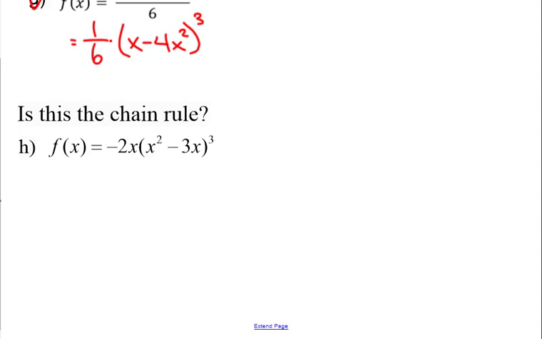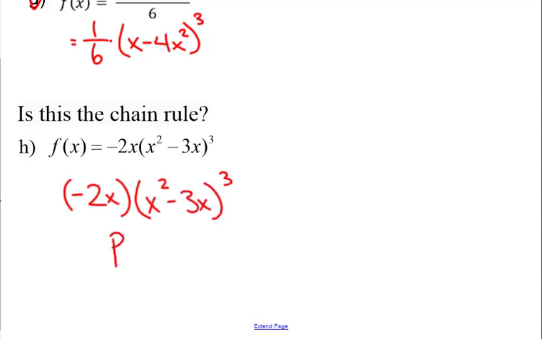Our next one, well, looking at that, this one is actually not a chain rule. The reason being because we have negative 2x times x squared minus 3x cubed. This is a product rule. That's what that is. So you could not use the chain rule in order to simplify that expression because we are multiplying 2x by the other function.